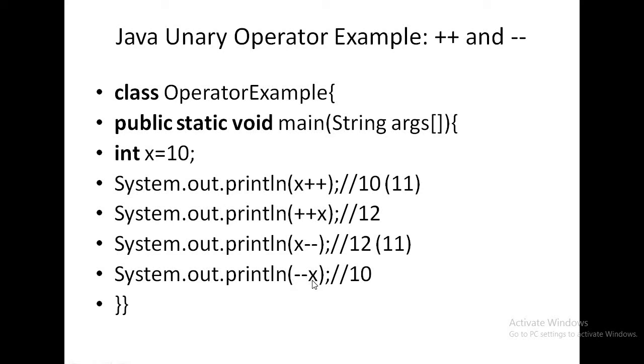Then System.out.println minus minus x. Minus minus x means pre-decrementation. First the value is decremented. The 11 value is first decremented and it prints 10. Okay.